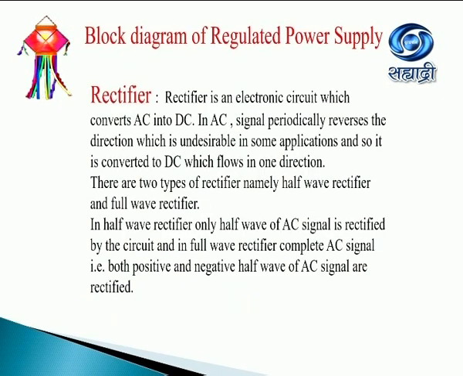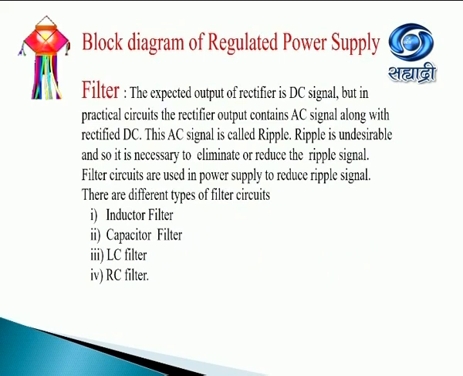Rectifier. Rectifier is an electronic circuit which converts AC into DC. In AC, signal periodically reverses the direction, which is undesirable in some applications, and so it is converted to DC, which flows in one direction. There are 2 types of rectifiers, namely half-wave rectifier and full-wave rectifier. In half-wave rectifier, only half-wave of AC signal is rectified by the circuit, and in full-wave rectifier, complete AC signal, that is both positive and negative half cycles of AC signal, are rectified.